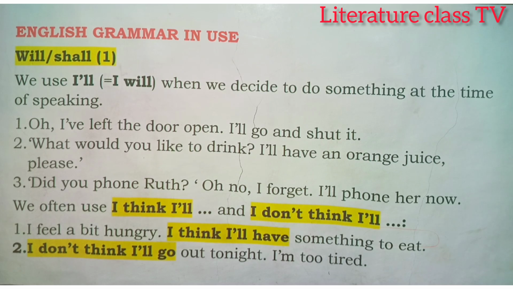Okay, let's start diving into this session to see the use of will and shall, part 1. We have also part 2. We use I will when we decide to do something at the time of speaking. My friend, we use I will when we decide to do something at the time of speaking. When you want to do something in the time of speaking, my friend, use I will.